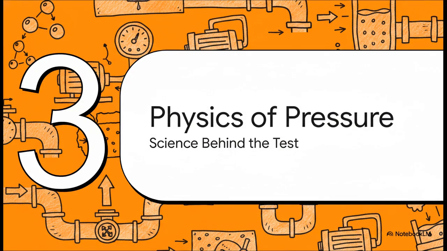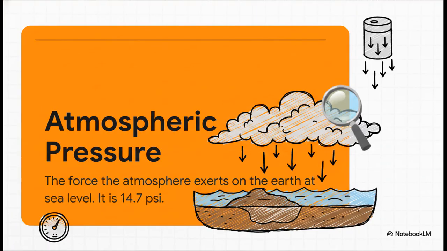Okay, to really understand how we test these things, we have to geek out just for a minute on the basic physics of pressure. I promise, pay attention to these next few concepts because they're the why behind every single step you'll take with your test kit. Everything, and I mean everything, starts with atmospheric pressure. It's just the weight of the air all around us, constantly pushing down. At sea level, that's about 14.7 pounds per square inch. It's our starting point, our baseline for everything else.